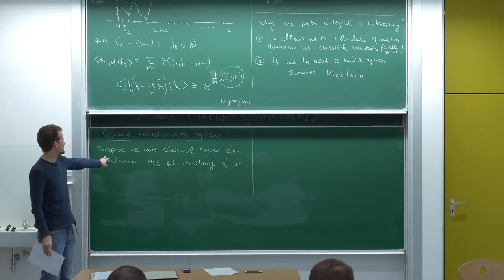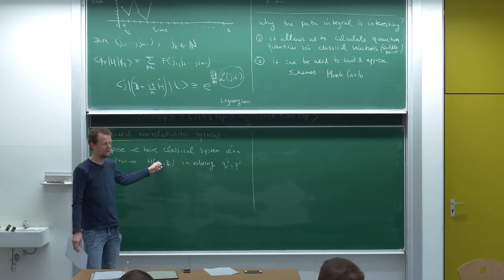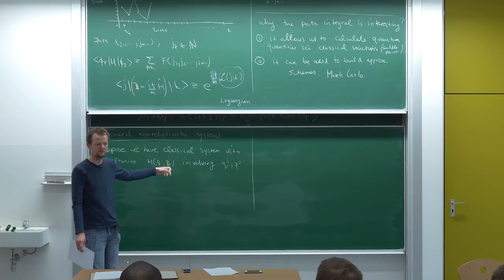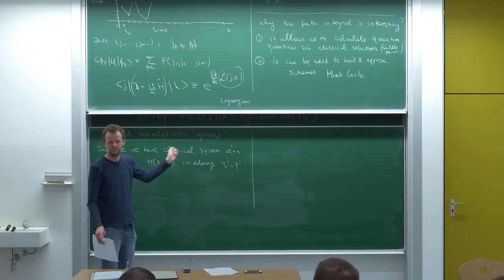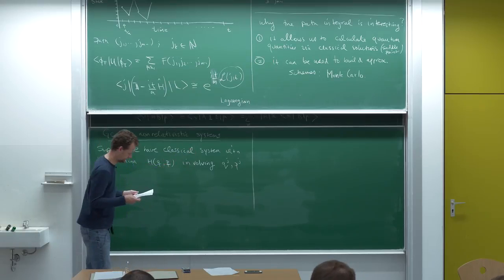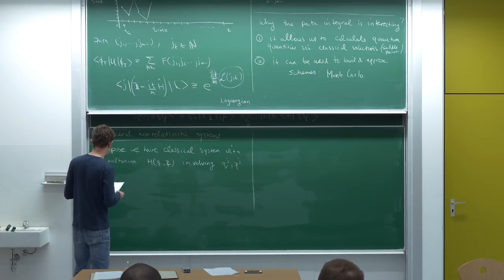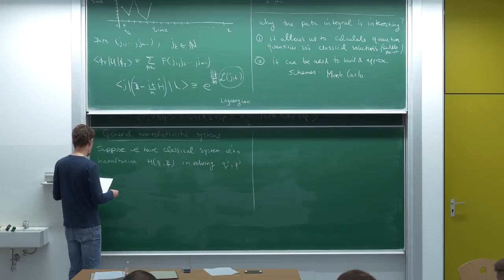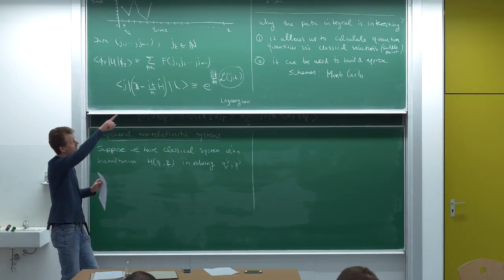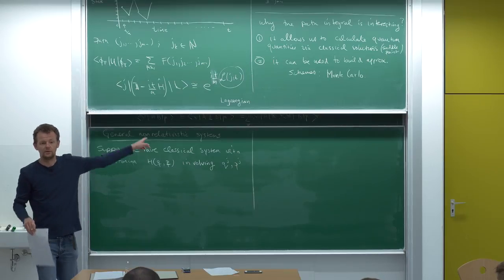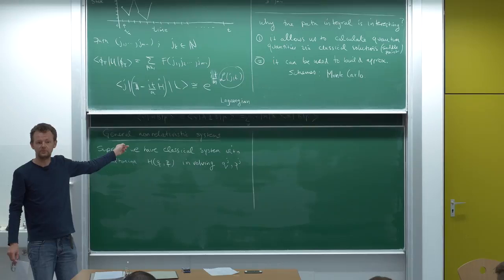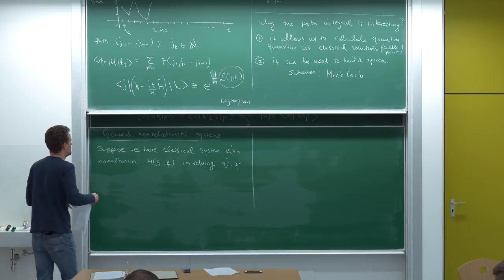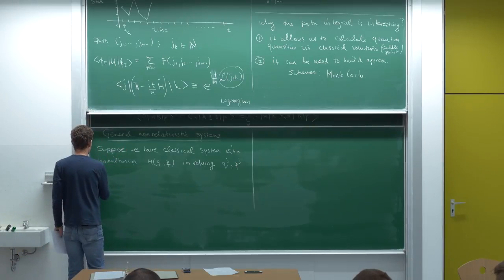So we're going to assume we have some classical system in mind with a Hamiltonian H depending on the canonical position and momenta coordinates, and that there's more than one of these coordinates. We're going to turn around this derivation here to guess a quantum system corresponding to this classical Hamiltonian.